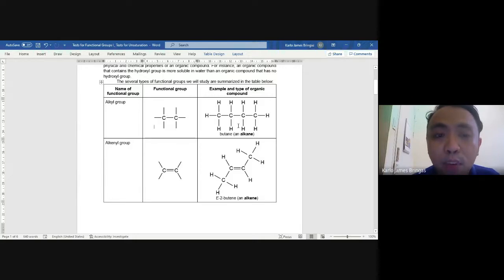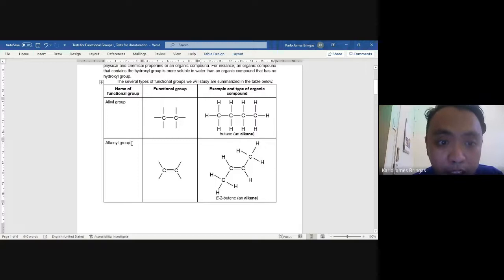An example of an alkyl group that we might be familiar with is butane. Butane, we commonly encounter when we are cooking our food, for instance. Butane, along with propane, is one of the main components of our LPG that we use to cook our food and boil our water.